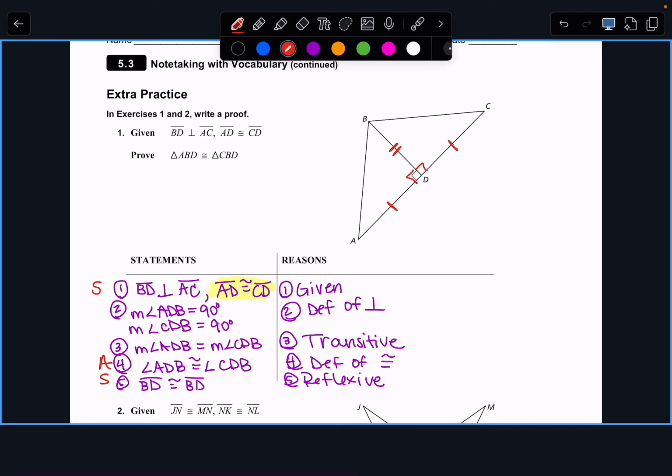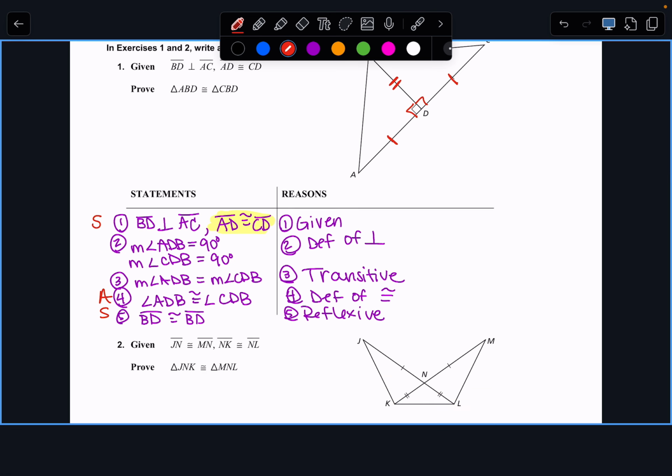But what we can do now is we can say that triangle ABD is congruent to triangle CBD. And what's our reason? SAS.